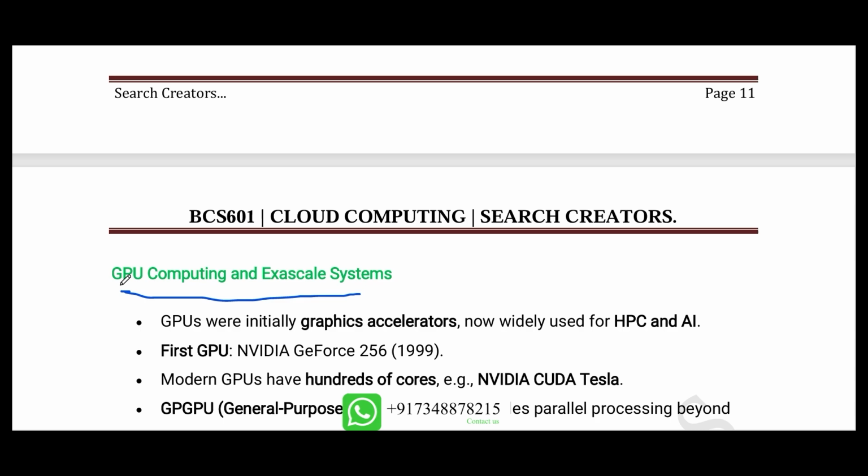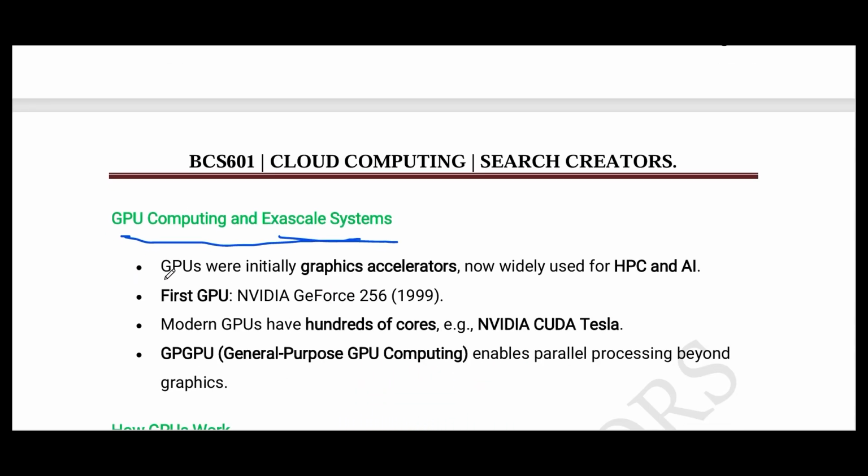Next is GPU computing and exascale systems. In this, GPUs were initially graphic accelerators, now widely used for HPC and AI. At the beginning stages, GPUs were graphics accelerators, and in modern day they are widely used in HPC and artificial intelligence.